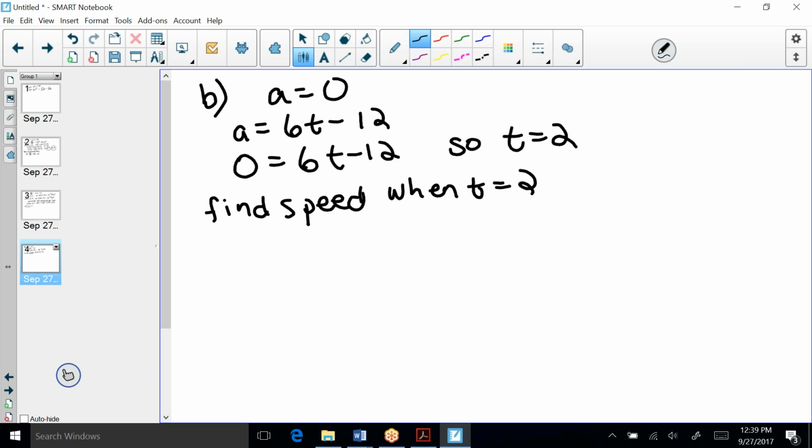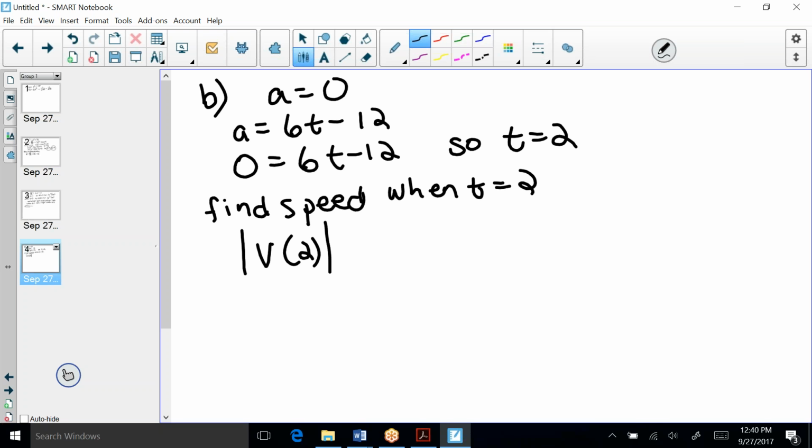So how do we get speed? So what's our definition of speed from the previous page? It's the absolute value of the velocity. So we're going to find the absolute value of the velocity. So absolute value of velocity when the time is 2.